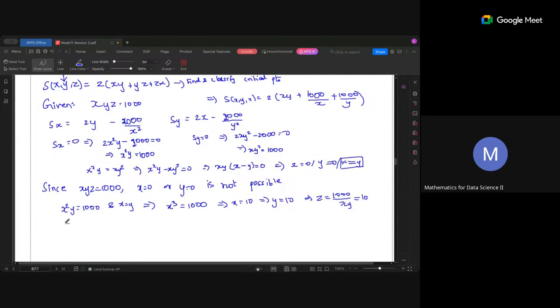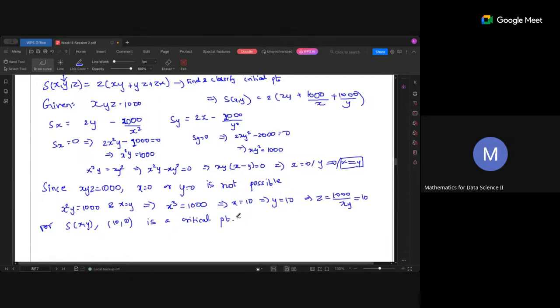Okay. Now, what is your Hessian test saying? First of all, this is a critical point for us, right? 10, 10, 10 is a critical point for this function S. Or if you are just considering it as a function of two variables, x and y, then 10, 10 is a critical point for this. Maybe here I can remove the z. So considering it as a function of two variables, only 10, 10 is a critical point.